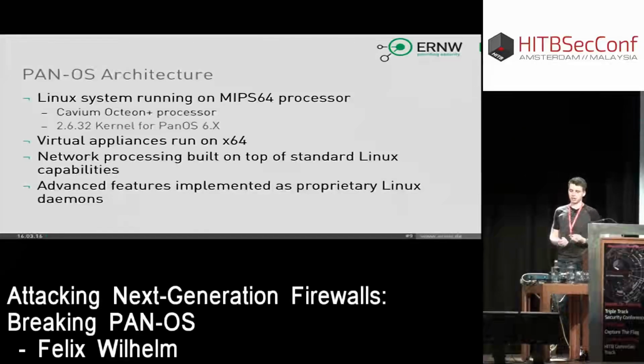If you look at how they do the basic firewall stuff, like the basic filtering, NATting, and what you can imagine, it's all implemented on top of standard Linux capabilities, so the standard Linux network stack, which from a security perspective is actually kind of a good idea because the Linux stack is really battle hardened, so it doesn't have any trivial bugs, and you won't find anything too horrible in there. Of course, they offer a lot of features that can't be found in a normal Linux system, and all these features are implemented as proprietary Linux user space processes that are just running on the operating system.